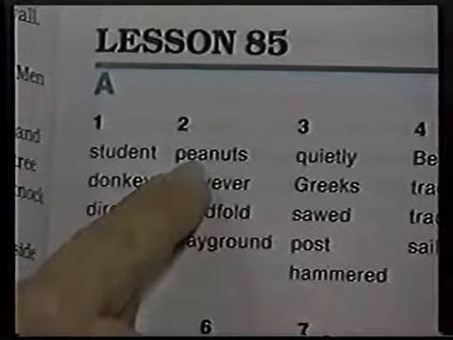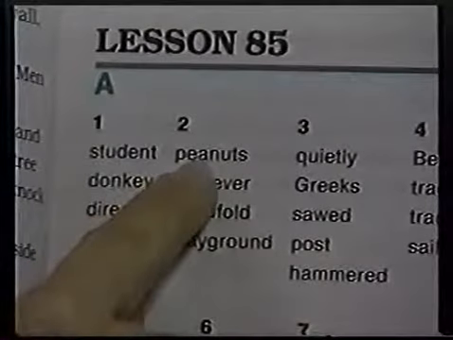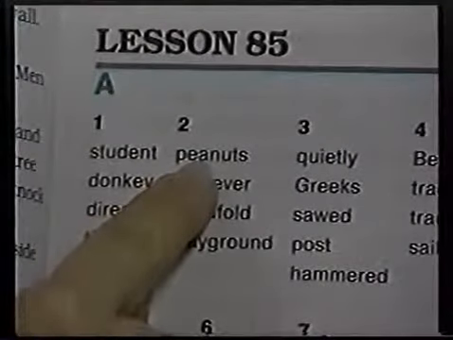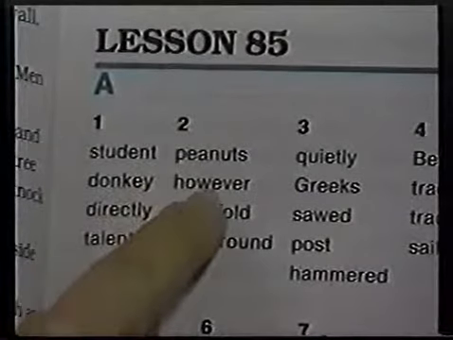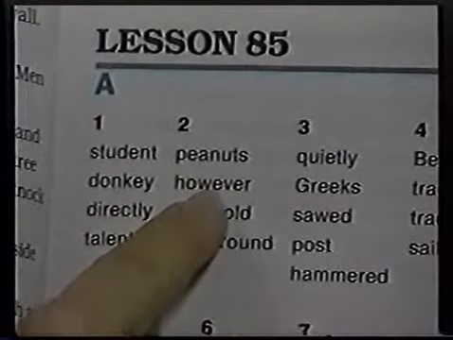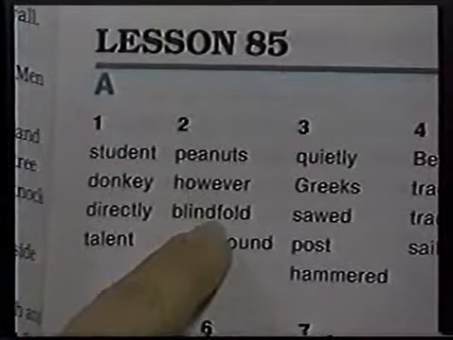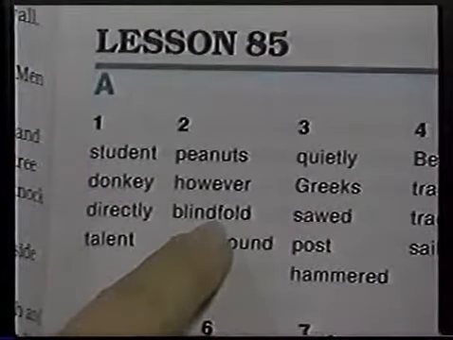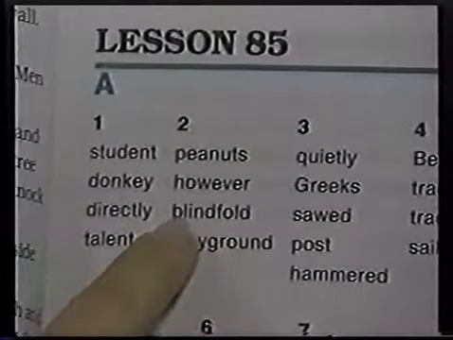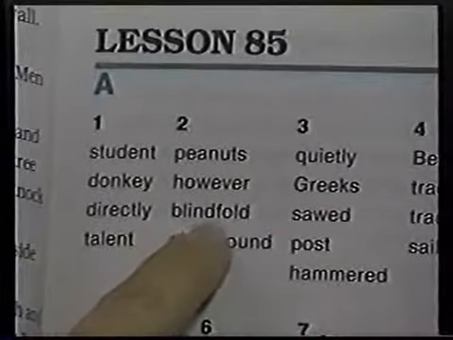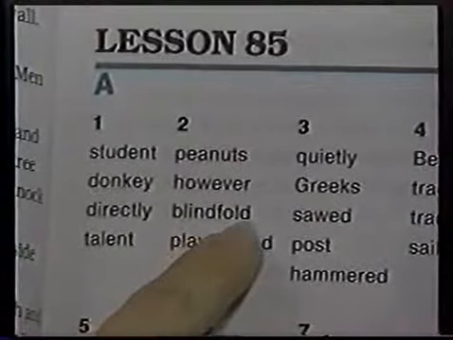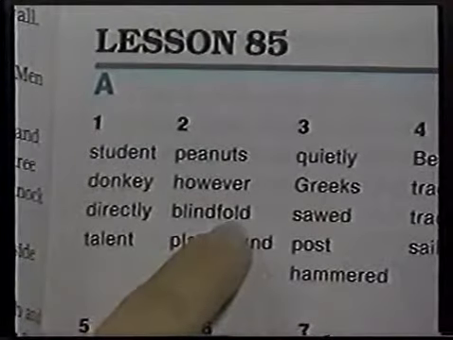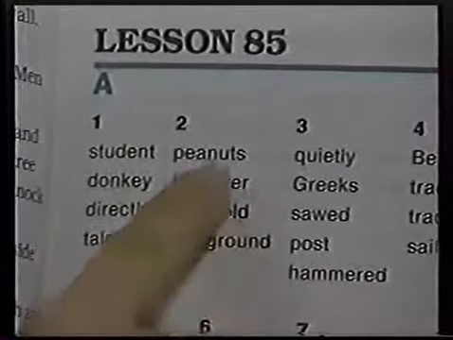Everybody touch column 2. All the words in column 2 are made up of 2 shorter words. Touch under the first word. What word? Peanuts. Next word. What word? However. Next word. What word? Billfold. Blindfold. What word? Blindfold. Spell blindfold. B-L-I-N-D-F-O-L-D. What word did you spell? Blindfold. Yes, blindfold.